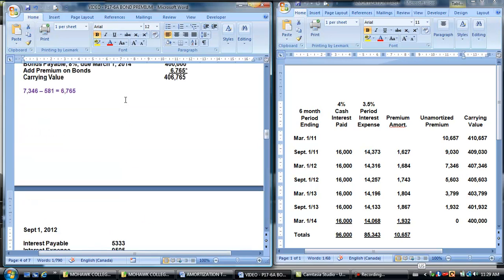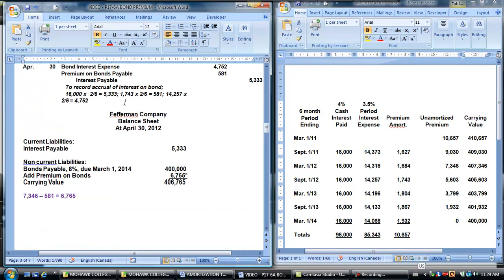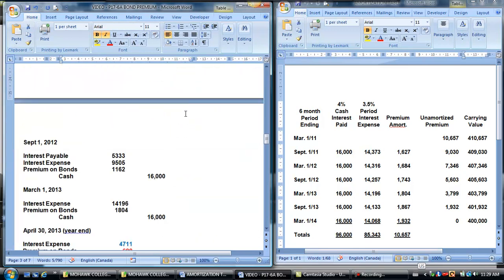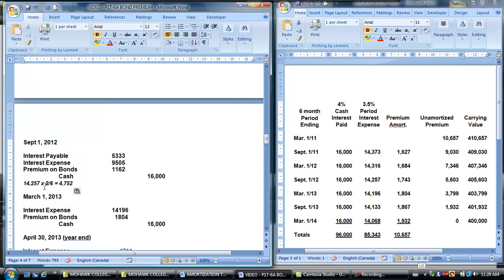What we could do, I guess I didn't do it here, is take this piece and copy it over into here, just to make it clearer for you. We can say that's times 4/6, and that will give us $9,505, if you do the math.